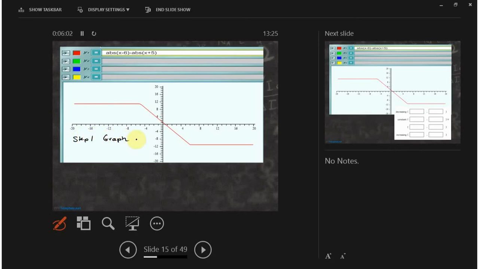So step 1, graph on calculator. Step 2, zoom out, so you can see the whole thing. Don't forget to do that.